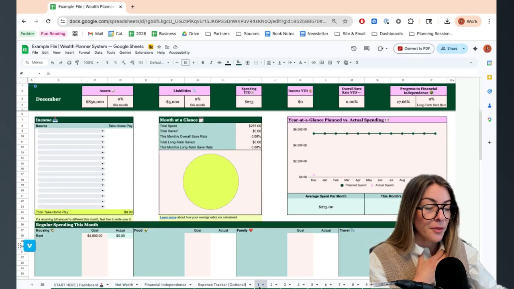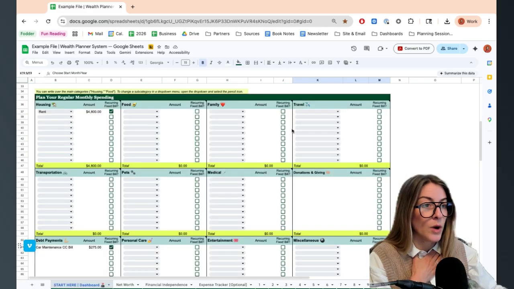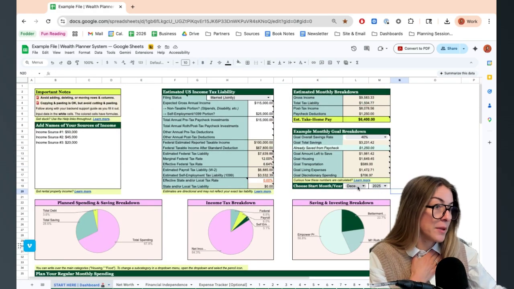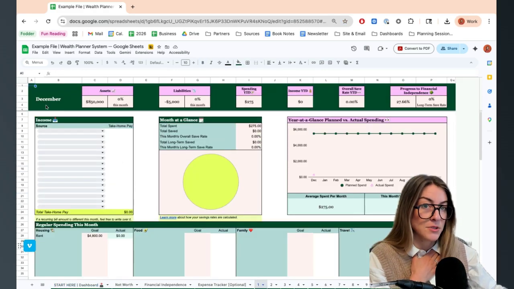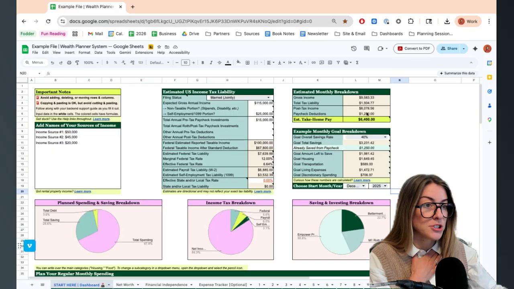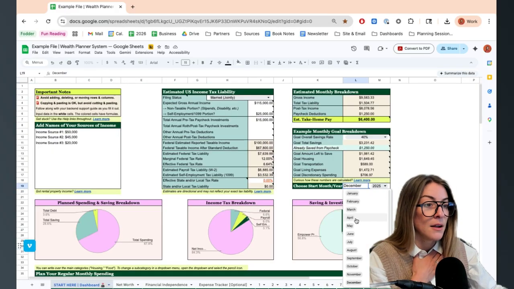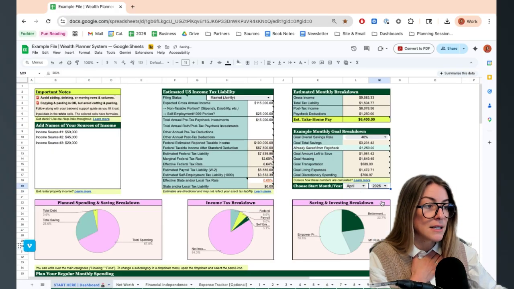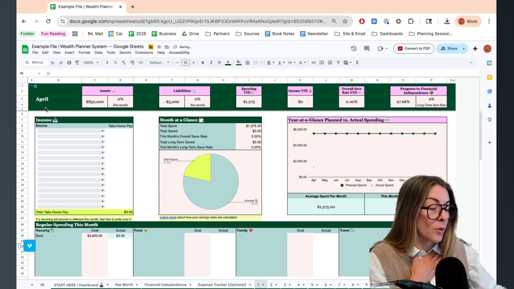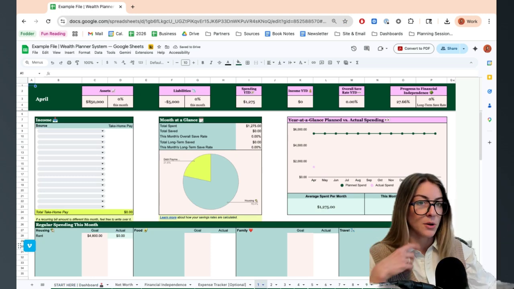So each month of the year has a tab depending on when you start it. Like in this planner, December is month 1. So you see December in month 1. If you were to change this and say, actually, I want it to be April 2026, now month 1 is going to be April. So just something to note there.